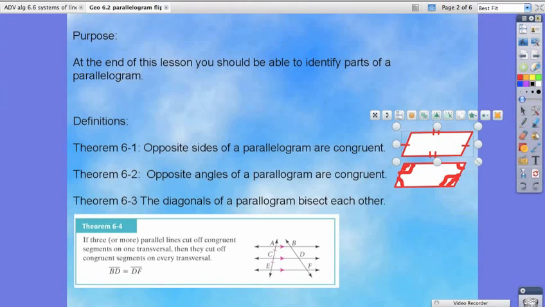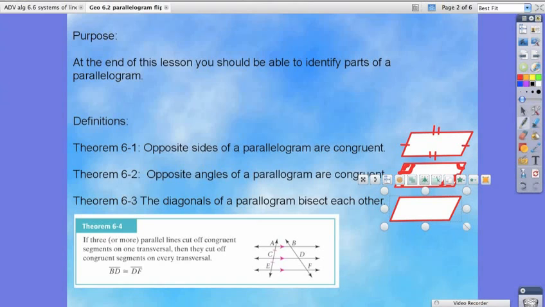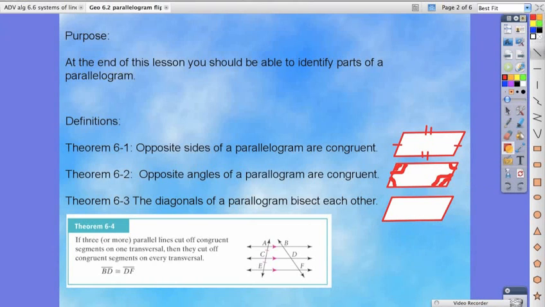So to illustrate that, we're going to draw a new parallelogram like so, and we're going to draw two diagonals really quick. So these are the diagonals of a parallelogram. What it's stating here is that the diagonals bisect each other. So this will be congruent to this, and this will be congruent to this line segment.